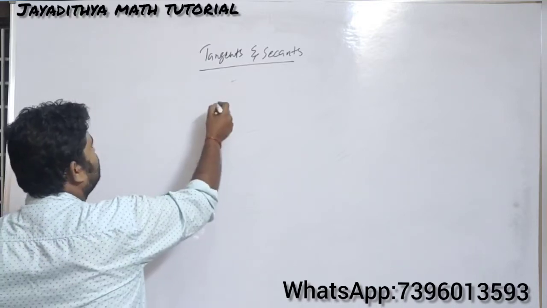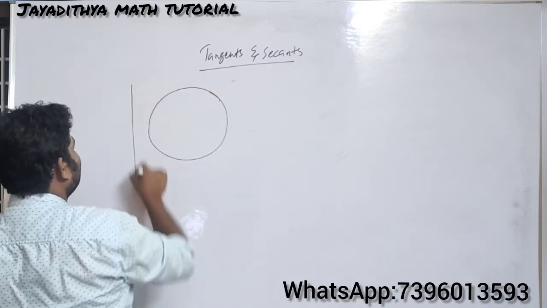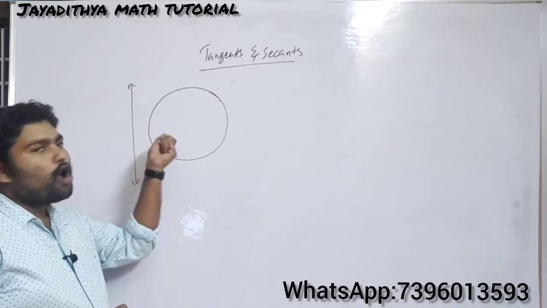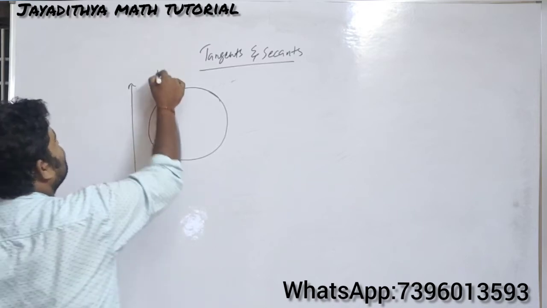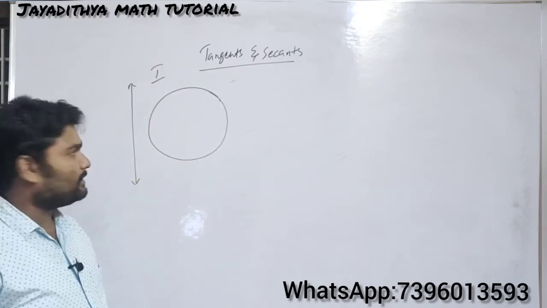The first possibility is, you can draw a circle and you can draw a line like this one. So what can you observe here? The line is not at all touching or passing through the circle. So this is the first possibility when drawing a circle and a straight line.